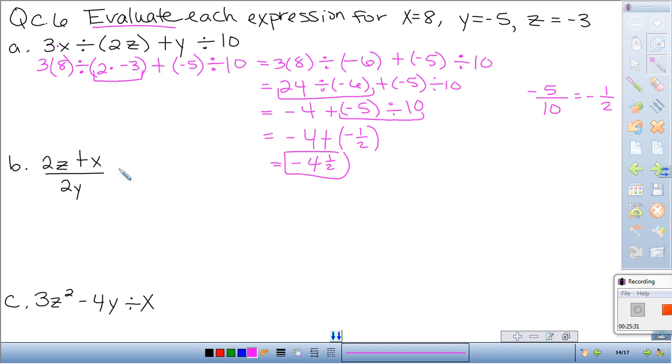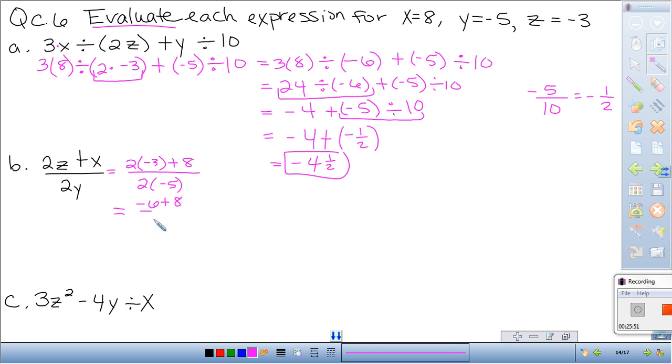That's A. On to B. Again, substitute first. This is 2 times Z. Z is negative 3 plus X. X is 8 divided by 2 times Y, which is negative 5. And then we just want to follow PEMDAS, so we'll simplify the top before we move to the bottom. 2 times negative 3, negative 6 plus 8, divided by 2, and you can simplify the bottom as well if you'd like.